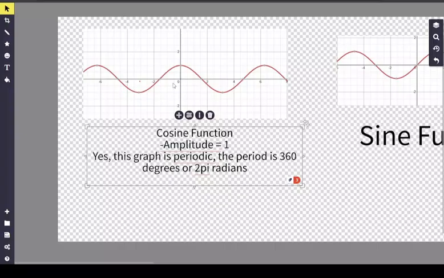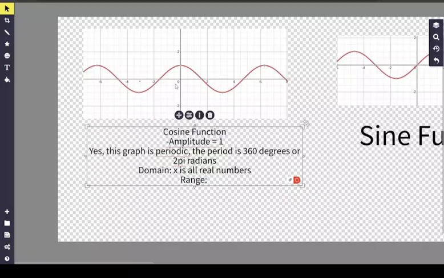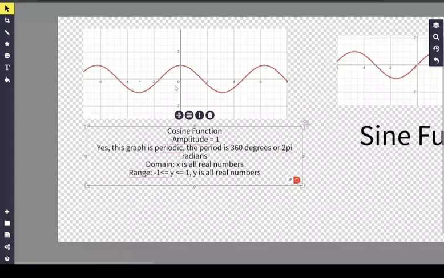So we can verify this is a function by using the vertical line test, and then let's talk about the domain. So the domain is obviously x, such that x is all real numbers. The range is negative 1 is less than or equal to y, less than or equal to 1. Y is all real numbers. And now, that is pretty much all the things that we have to say about the cosine function.